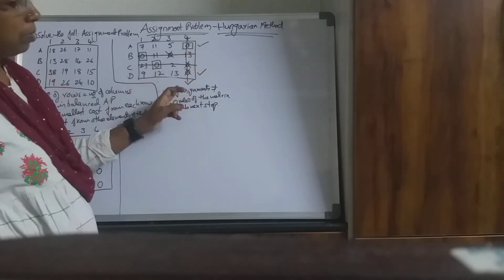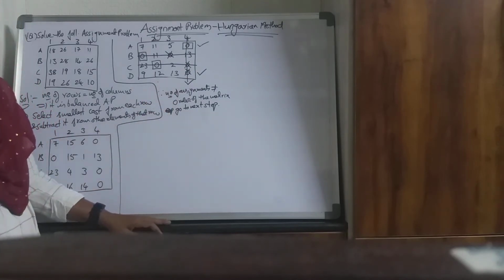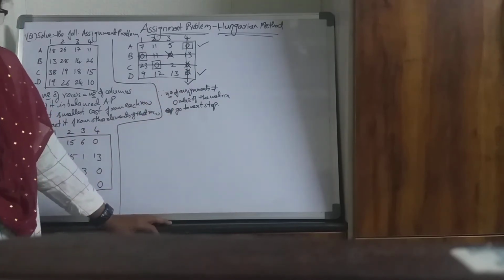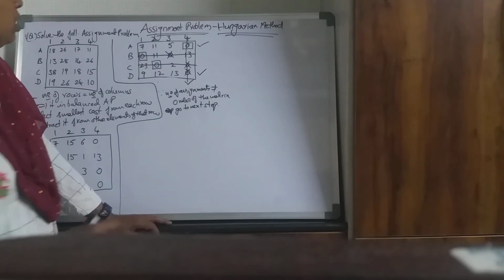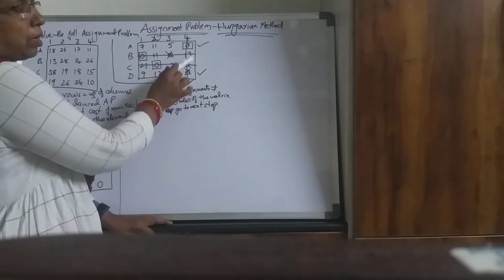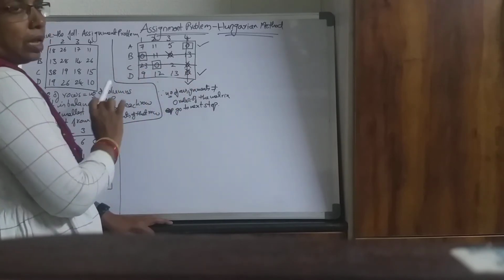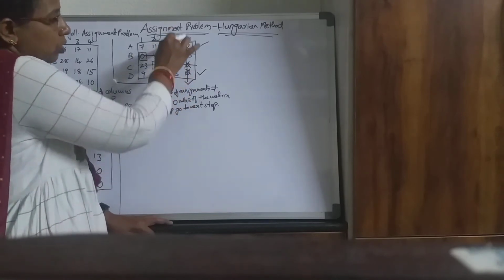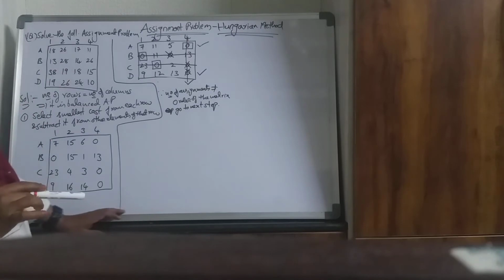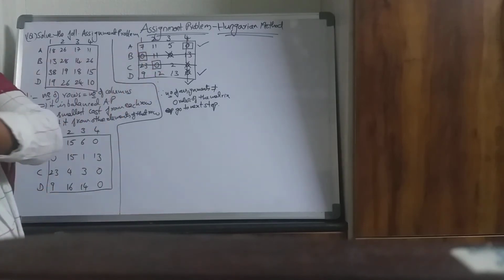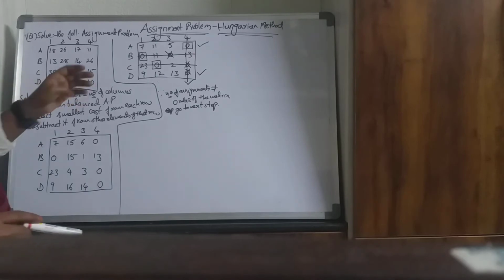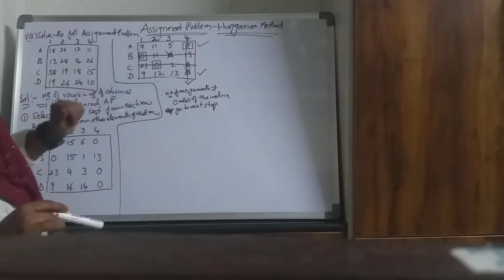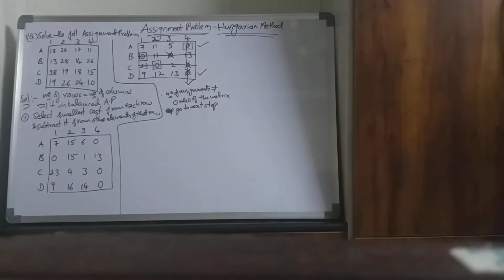Now after putting the tick marks, you have to draw the lines. Draw lines to the rows which don't have any tick marks. So here these 2 rows don't have any tick marks, so I am drawing lines to these 2 rows. And draw a line to the marked column, that means the column which is having a tick mark. Now select the minimum of the elements which don't have any line passing through them. So here these 6 elements don't have any line passing through them. Out of the 6 numbers, which is the minimum element? The minimum element is 7.